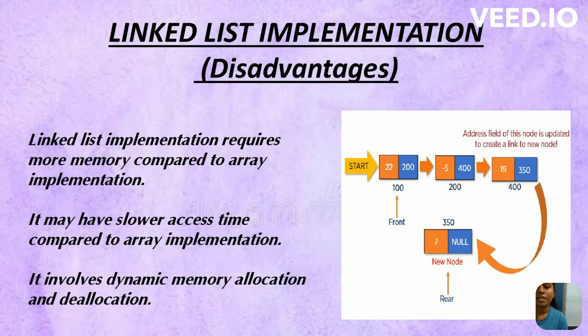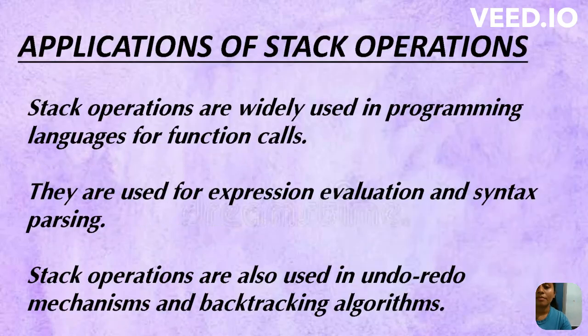Disadvantages of linked list implementation. The linked list implementation requires more memory compared to array implementation. It may have slower access time compared to array implementation. It involves dynamic memory allocation and deallocation.